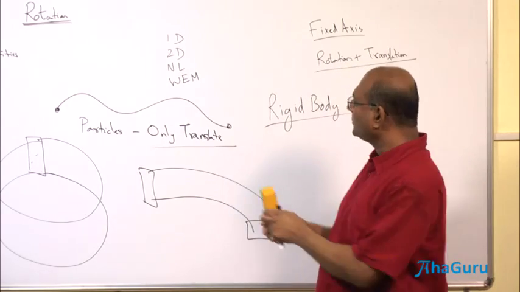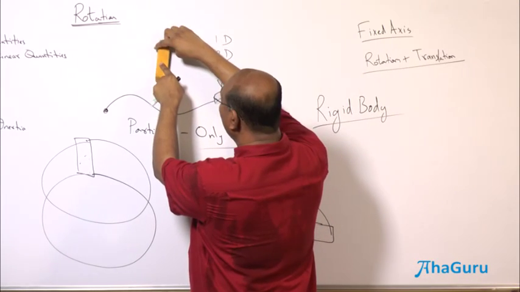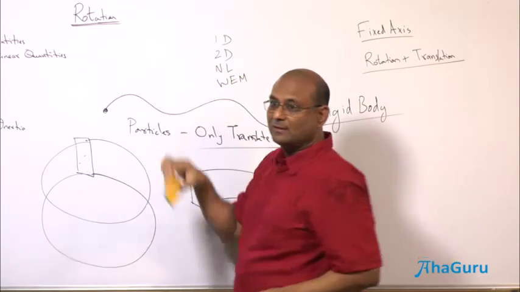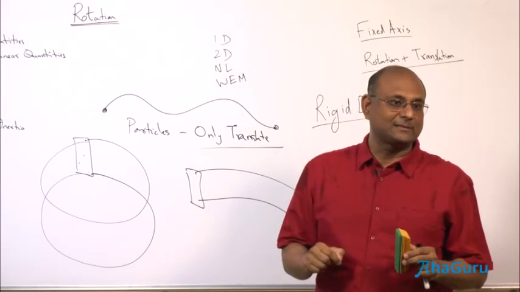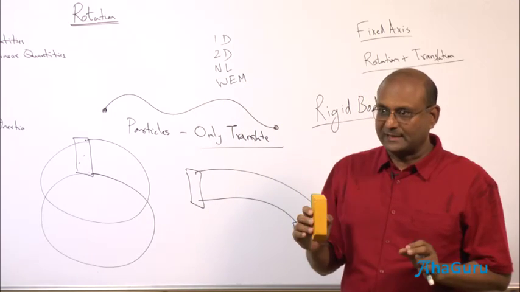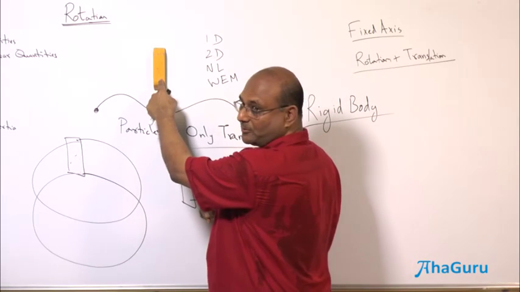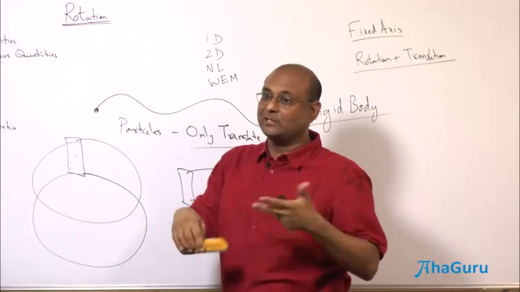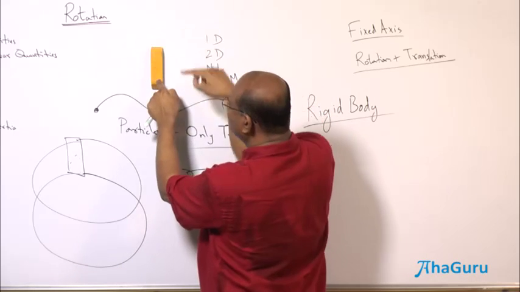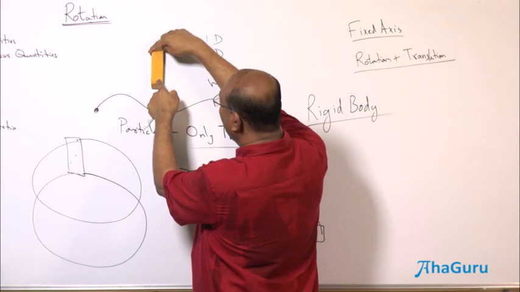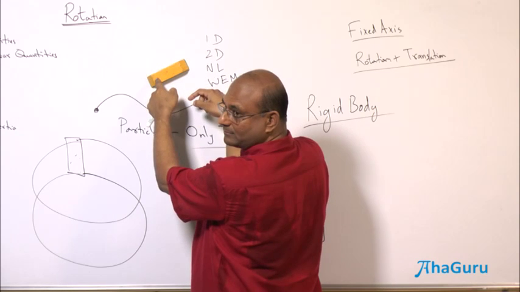Right? Suppose one point remains here, its position does not change, but the orientation changes, then it is rotation about a fixed axis. So is that idea first clear? If there is a point which is not changing its position, now the whole object you can't say is not changing its position, because different points are. Now let us say one point is not changing its position, but the others are. That means it is changing its orientation, right?